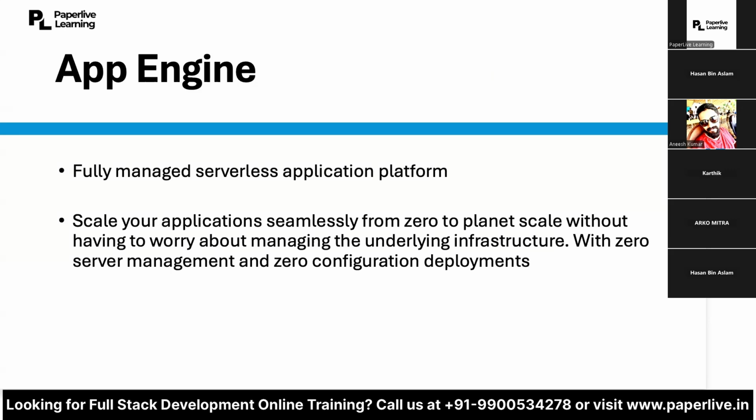All right. From zero to planet scale means we can host an application where global users get access. App Engine is primarily regional, but just like an instance group, we can create multiple App Engines and create a load balancer in the front, like we did in Compute Engine. So like that we can do it. So from zero to planet scale without worrying about the underlying infrastructure.